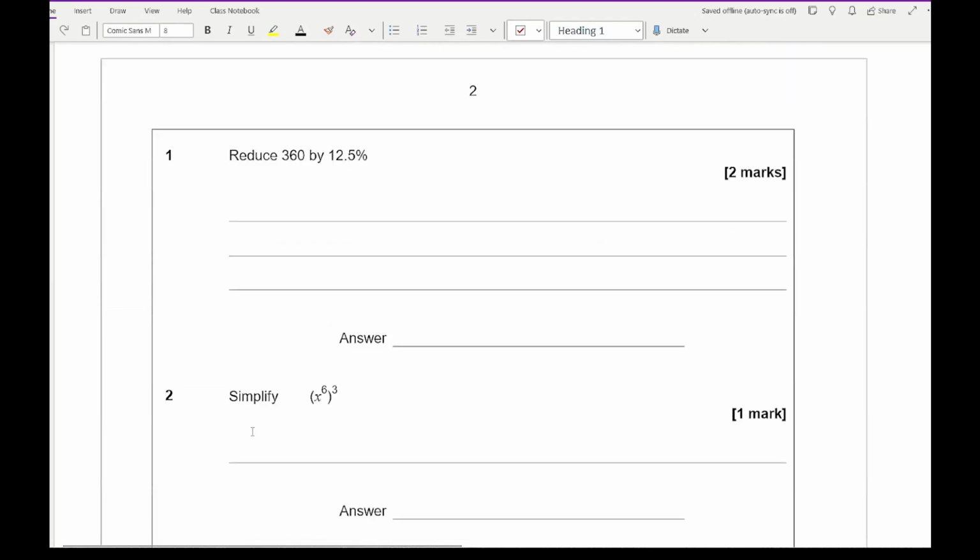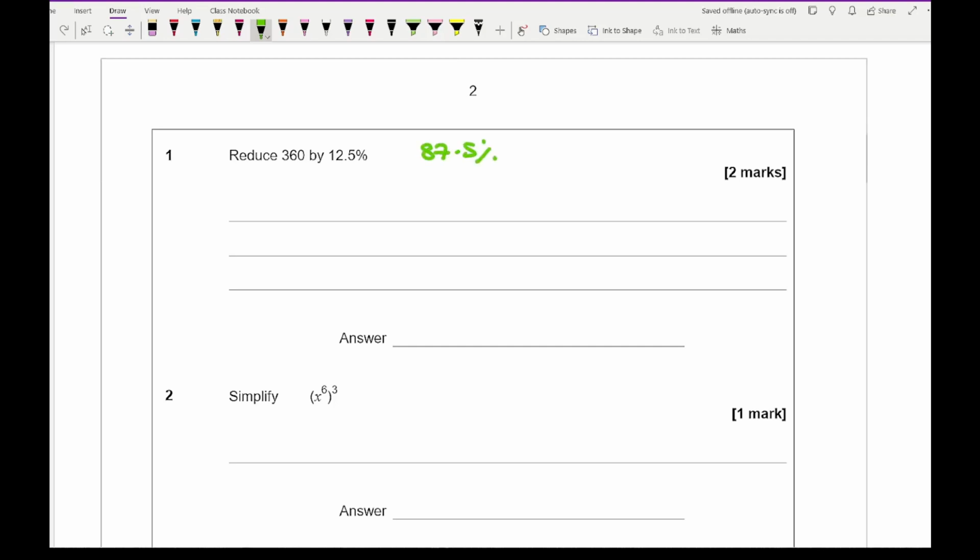So looking at question 1, it says reduce 360 by 12.5%. So what we need to recognise is that by reducing we start with 100%, and if we're reducing by 12.5% then what we're wanting is 87.5%. So to work out 87.5%, what I need to do is just multiply the amount by the decimal multiplier of 0.875, in which if I type that into my calculator I get the correct answer of 315.